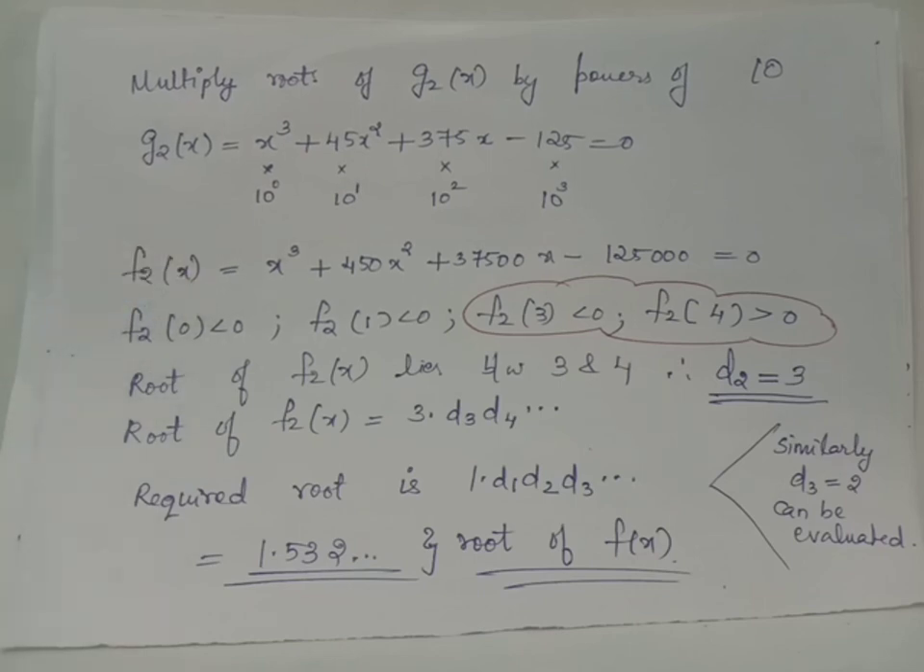Now we will identify values between which root of f2 of x will lie. We identify for x equals 3, f2 of x is less than 0 and for x equals 4, f2 of x is greater than 0. Hence, root of f2 of x lies between 3 and 4. The smallest value 3 will be selected as the integral part of root of f2 of x. That is, root of f2 of x will be of the format 3.d3, d4, etc. Here we have identified the value of d2 as equal to 3.